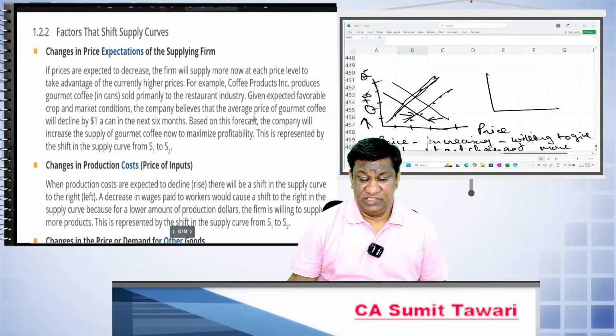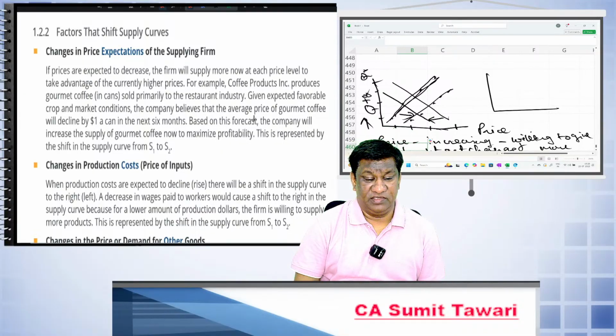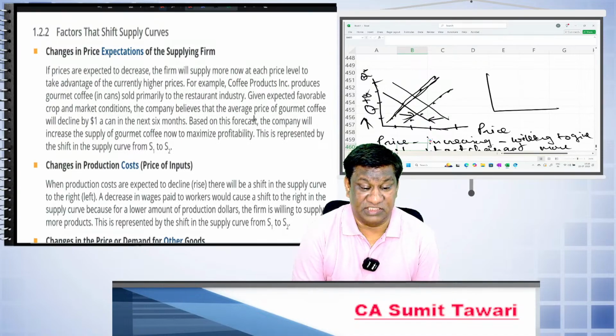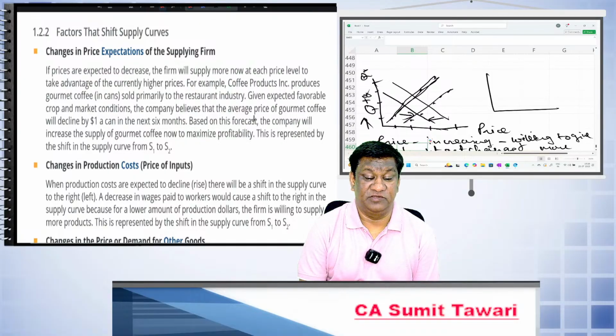Now we need to see the factors which affect the supply curve. First, change in price expectation of the supplying firm. If the prices are expected to decrease, the firm will supply more now at each price level to take advantage of the currently higher prices.